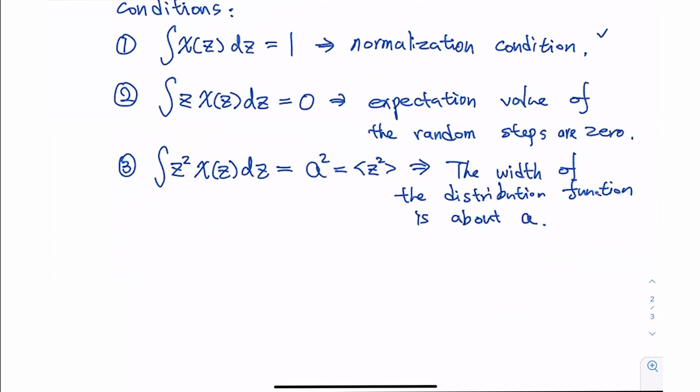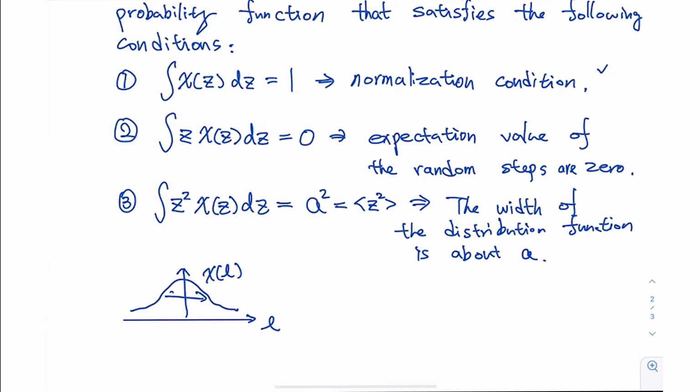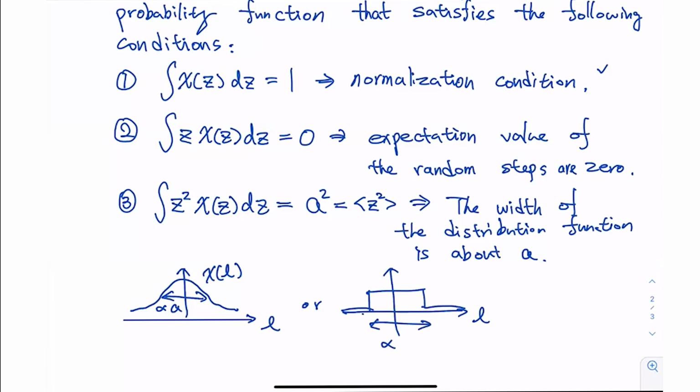So what does that mean? It just means, suppose we have some kind of distribution function. Maybe it looks like some kind of Gaussian, and the width of this distribution is basically of the length scale of a. Or if it is a block distribution, then this length scale is proportional to a.